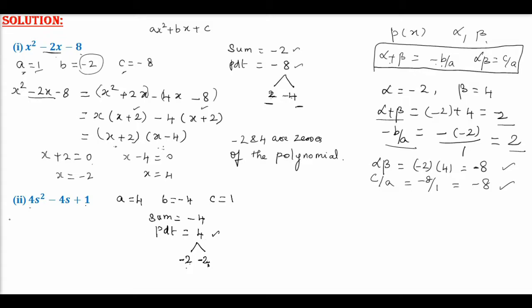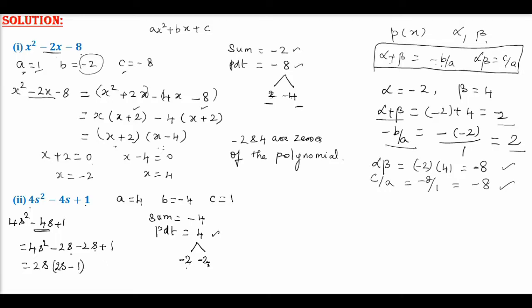Using this, I'll split the middle term of the polynomial, 4s square minus 4s plus 1. The middle term here is minus 4s and I'll split it as 4s square minus 2s minus 2s plus 1. Now let me group the terms. I'll group the first two terms by taking 2s common outside so that I get the remaining term to be 2s minus 1.